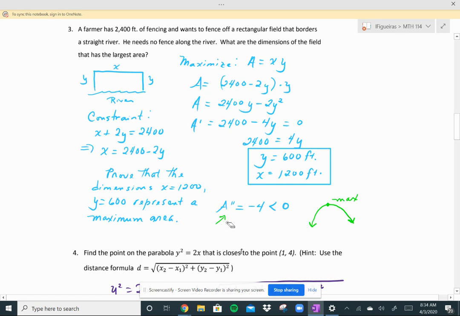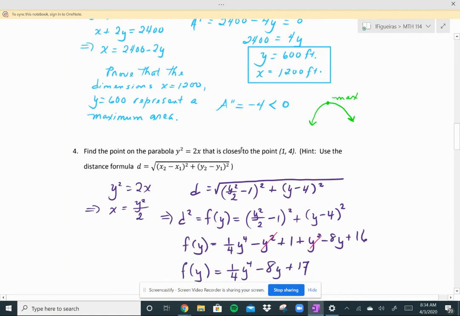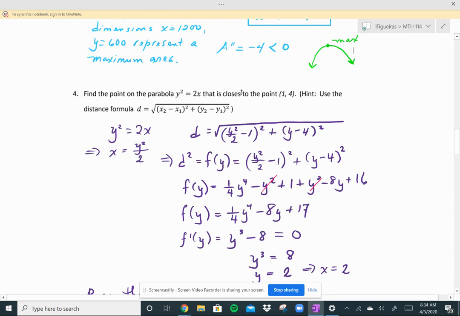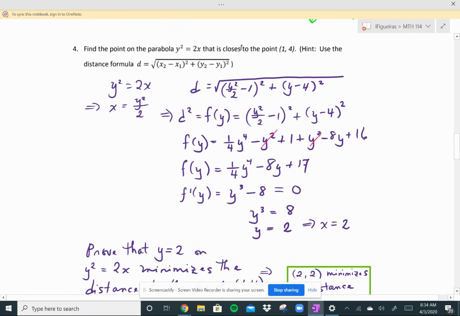Okay, so let's do another. In this one, we're going to use the distance formula. You want to find the point on the parabola y squared equal to 2x that is closest to the point (1, 4). And I put here in parentheses hint, use the distance formula. So when you're trying to find the smallest distance between 2 points, well, that's just a straight line, and that distance is determined by the distance formula.